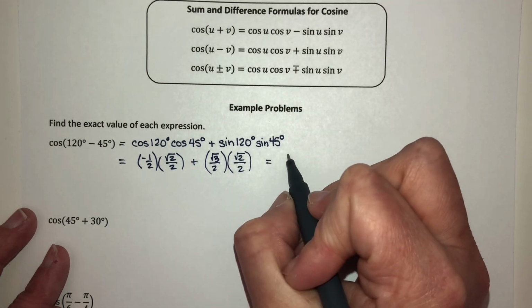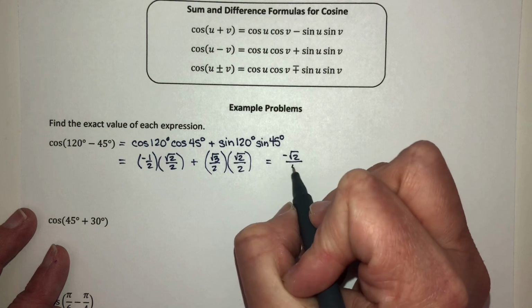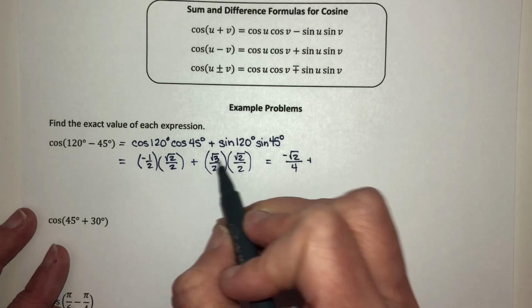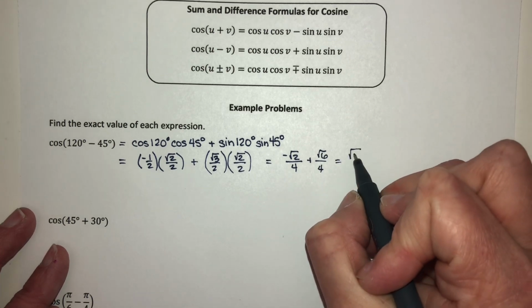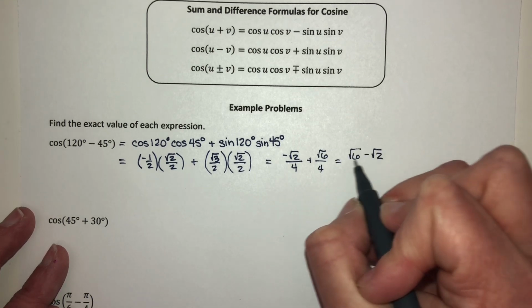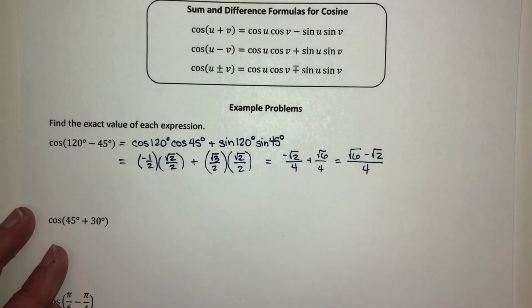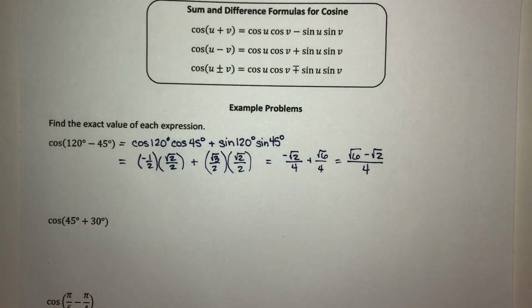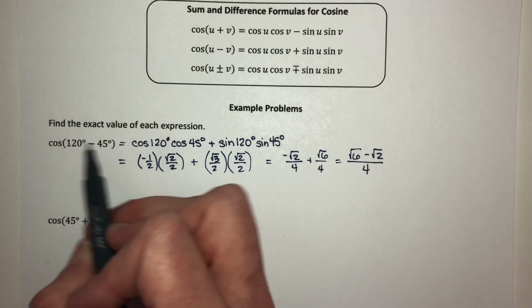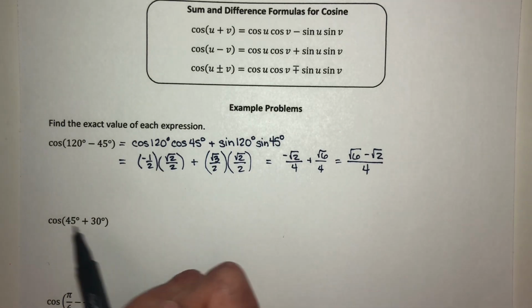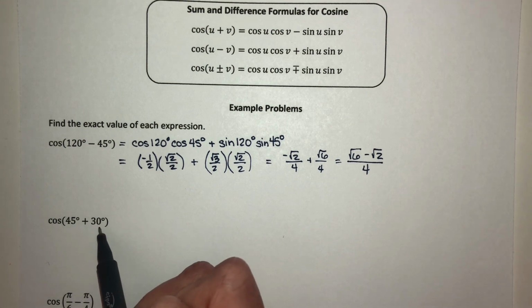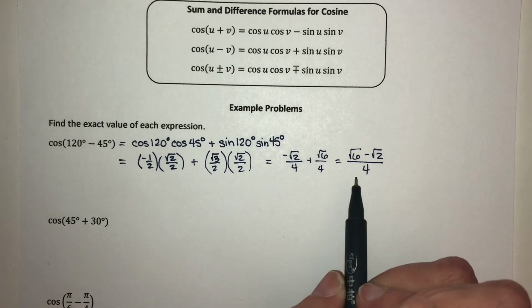Now, if we multiply, we get negative square root 2 over 4 plus square root 6 over 4. So combine these to the square root of 6 minus the square root of 2 over 4, and you have your exact trig value. Notice if you do this subtraction, you get 75. Well, right here, we have cosine of 45 degrees plus 30 degrees. This is also 75 degrees, so I should get the same answer.